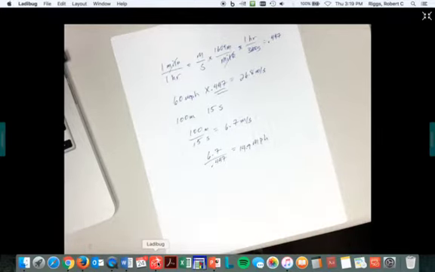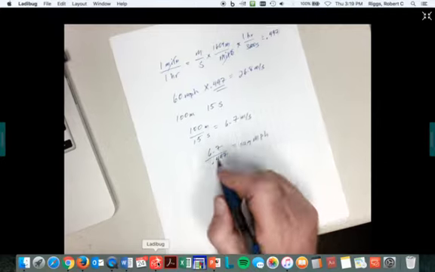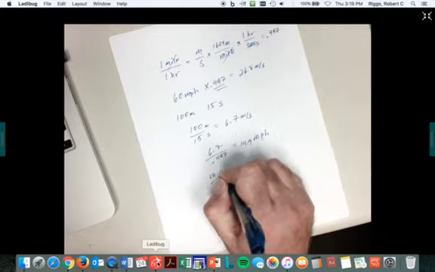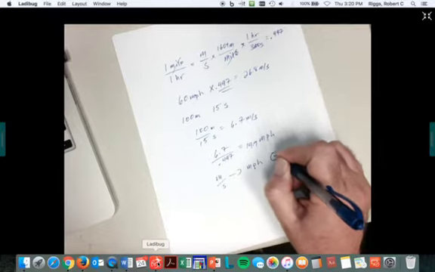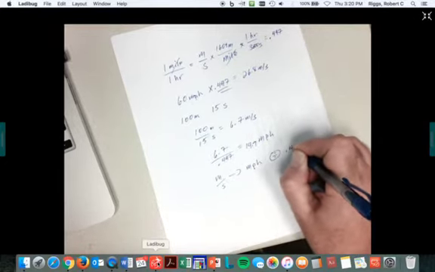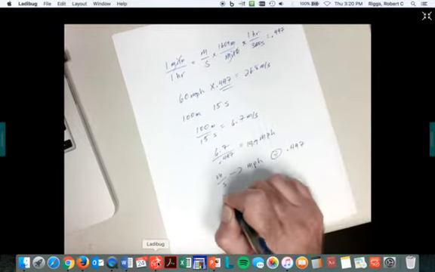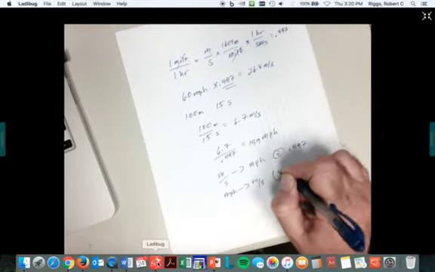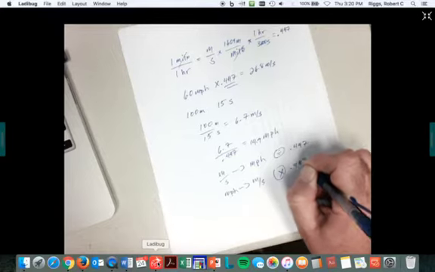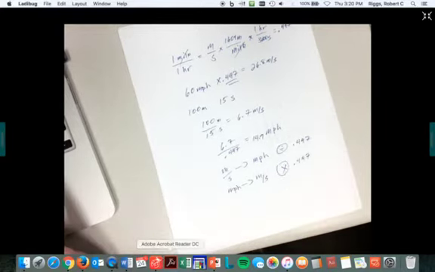So if you're trying to go from meters per second to miles per hour, divide by 0.447. If you're trying to go from miles per hour to meters per second, multiply by 0.447. And you should be fine. All right, what else do we got here?